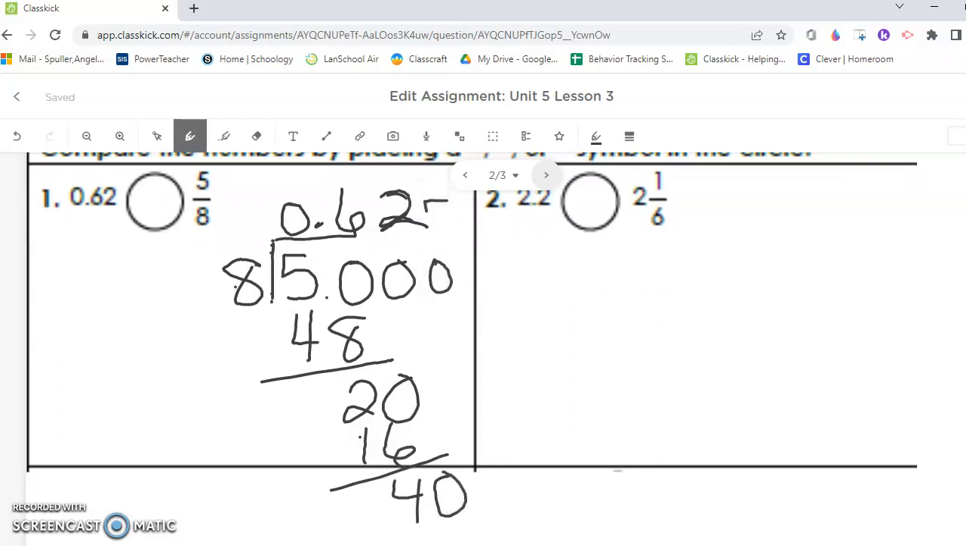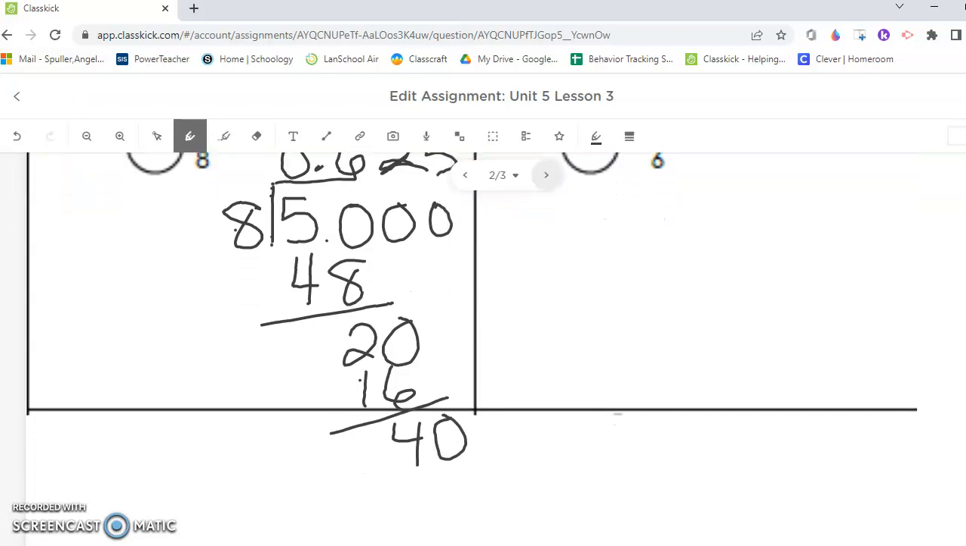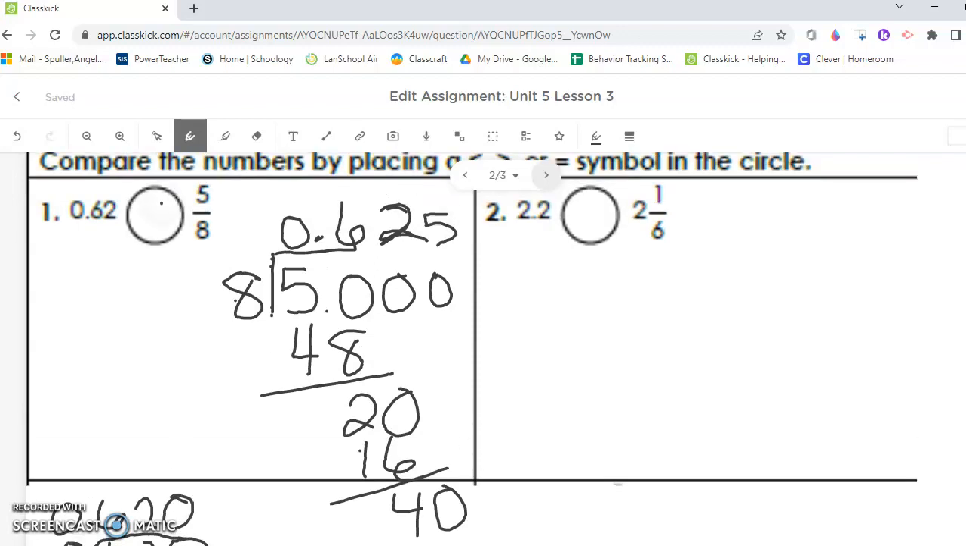Get 4. Bring a 0 down. It gives me 5. Now, remember when we're talking about comparing decimals, this one's 0.62 and this one's 0.625. Well, I can't leave a place open, so which one's bigger? Well, this one's bigger because it's got 5 in the thousands. So we're going to say that.